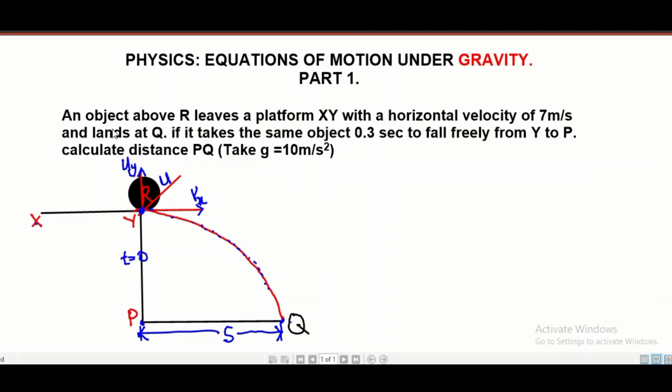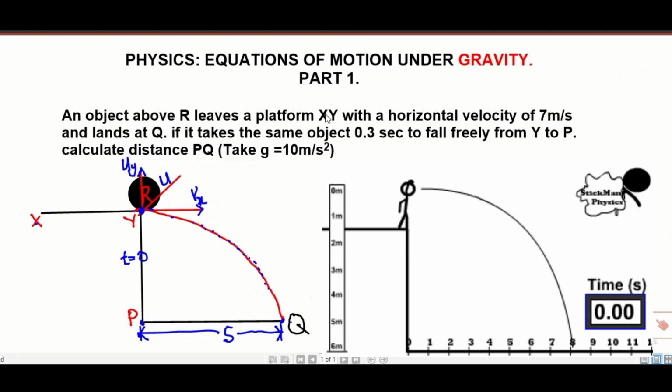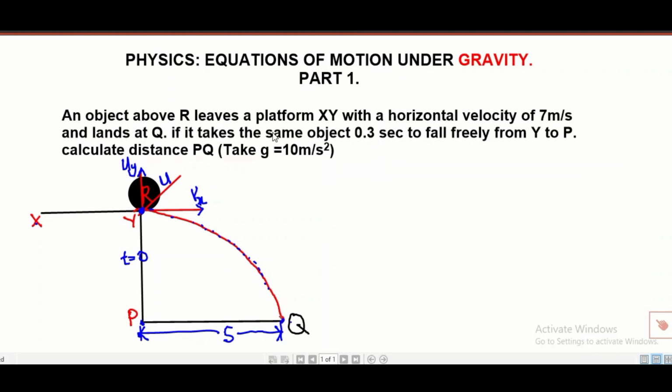Now the question says an object R leaves a platform from X to Y, the platform, with a horizontal velocity of 7 meters per second and lands at this point Q. If it takes the same object 0.3 seconds to fall freely from Y to P, calculate the distance PQ.